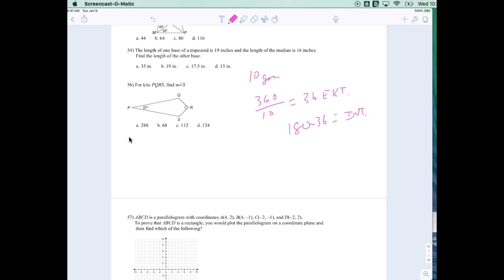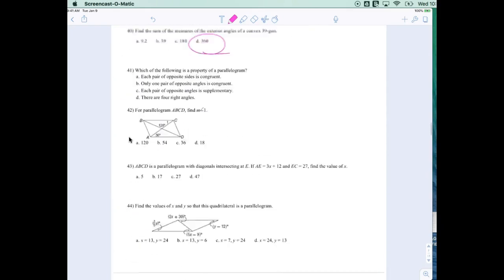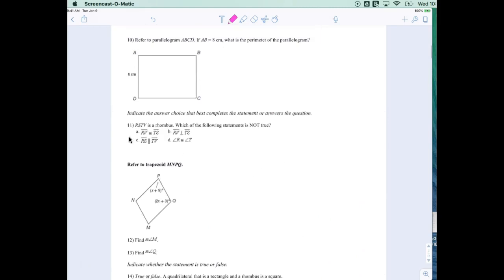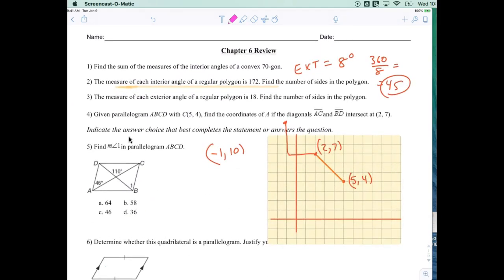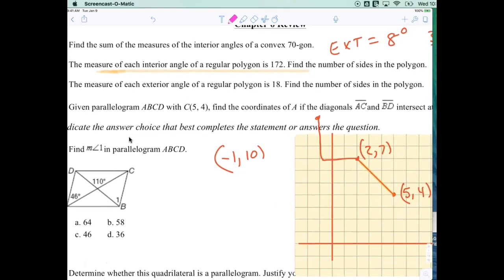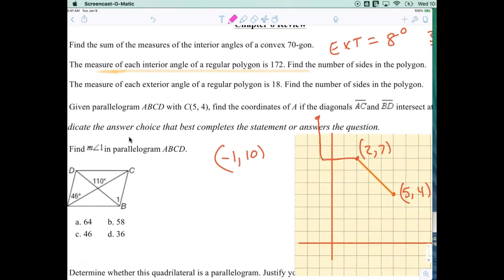I don't know which question. Okay, for example, like which one? Number 3. Just find the number of sides. This right here. The measure of each exterior angle is 18. So 360 divided by 18 is the number of sides. That's all there is to it. You have to know that relationship.